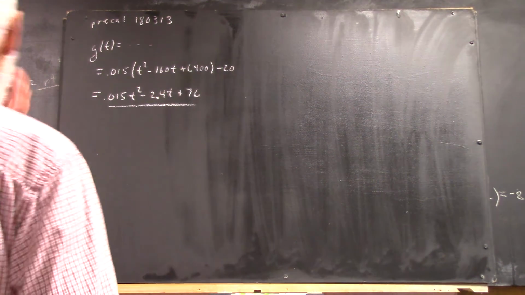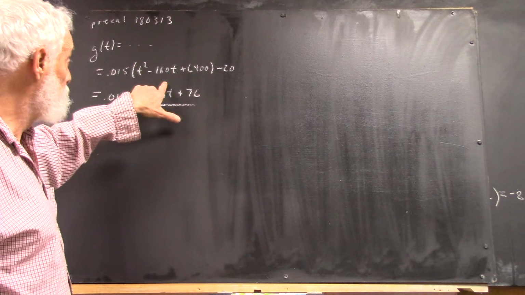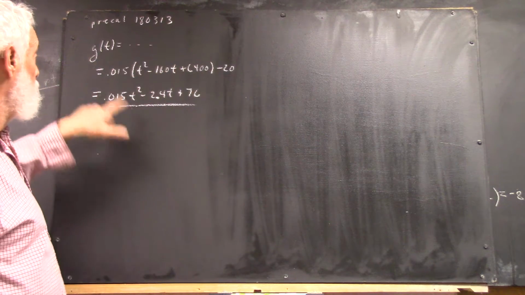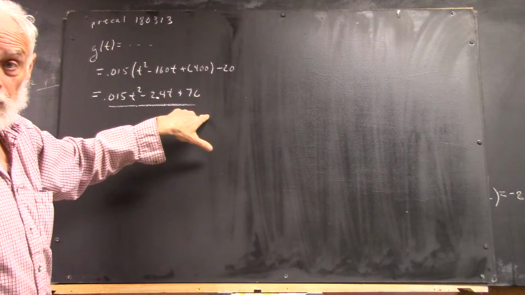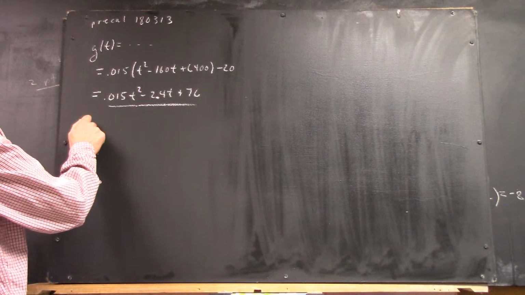Okay, well, G of t was seen to be 0.015 times this. We verified the distributive law gives you this. And then multiplying through by the 0.015 and subtracting 20, we get this. So there's our G of t. This is of the form.